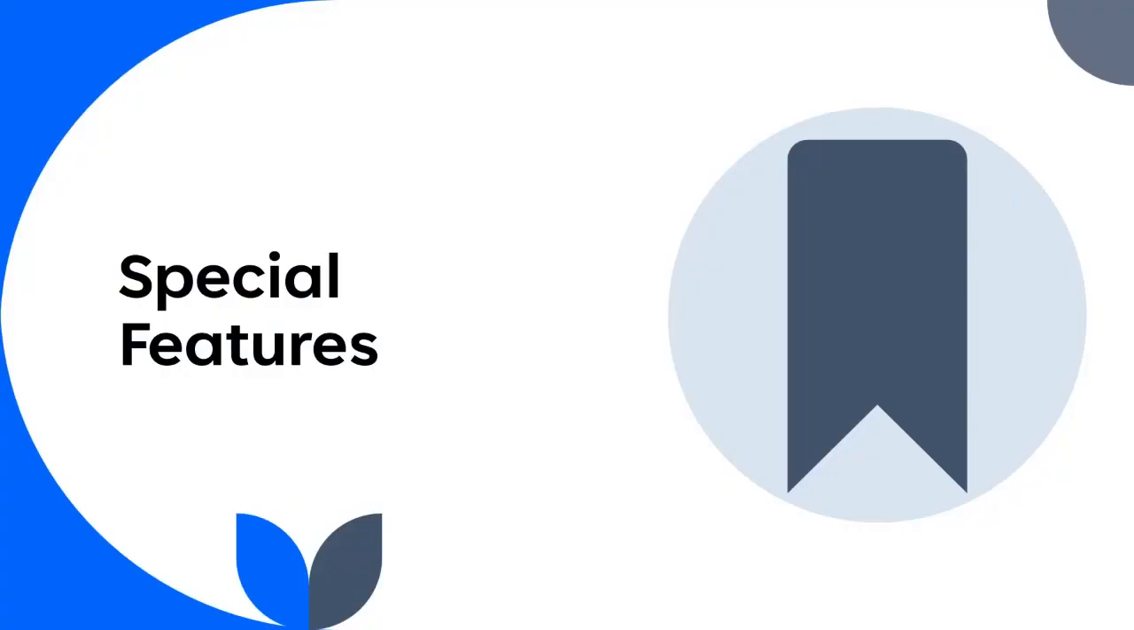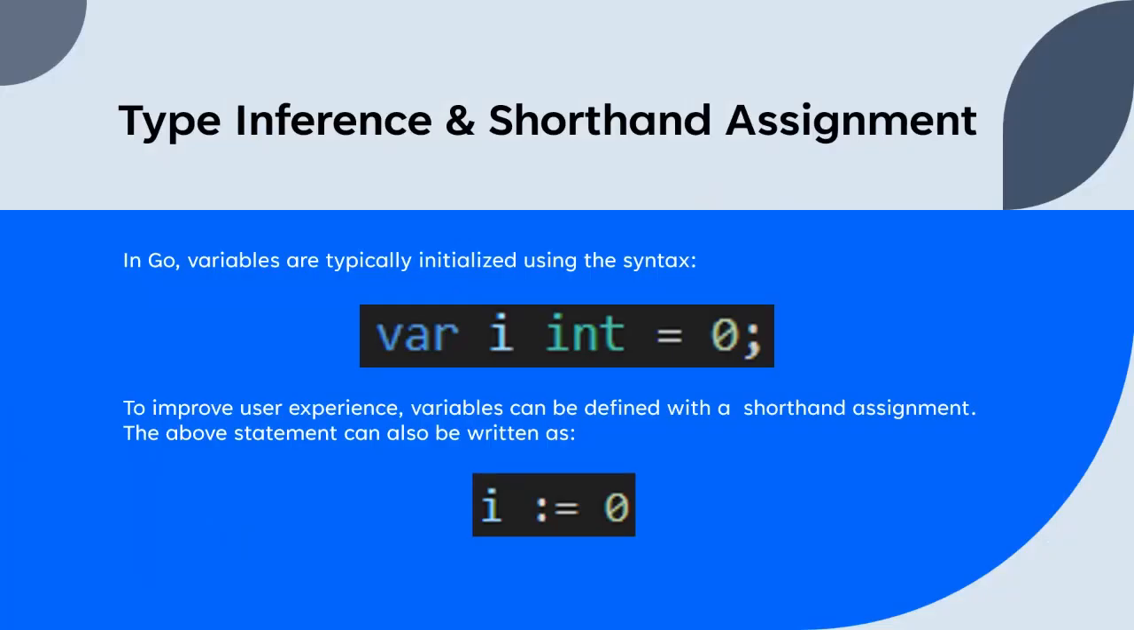Go contains many rich features that greatly improve readability, writability, and overall user experience. In Go, variables are typically initialized using the syntax var i int = 0, where we have var for the declaration, i as the variable name, int is the type, and 0 is the value that we are assigning. To improve user experience, variables can be defined with a shorthand assignment operator. The above statement can also be written as i := 0.